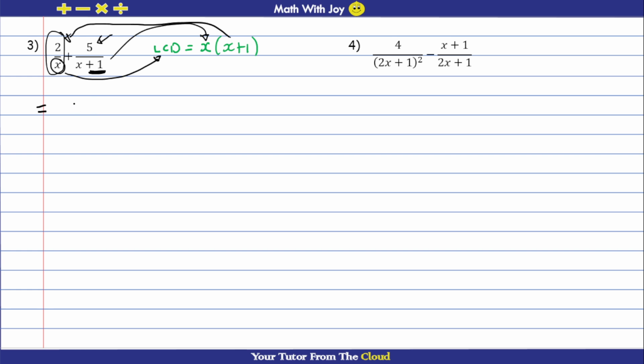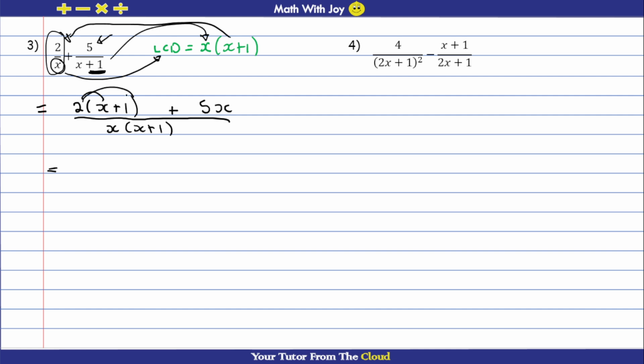So I'm going to have something like 2 bracket x plus 1 plus 5 multiply the x. Take all those numerators, put them underneath the LCD, which is x bracket x plus 1. That's what you need to do. Right, now you simplify the top part. I should add the rule number 5 is to simplify the numerator. That's what you have to do.